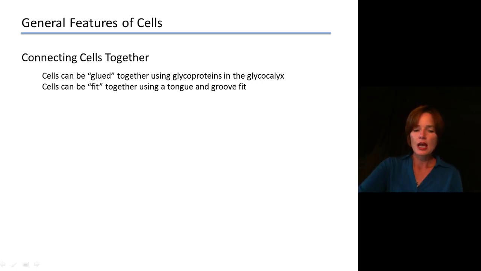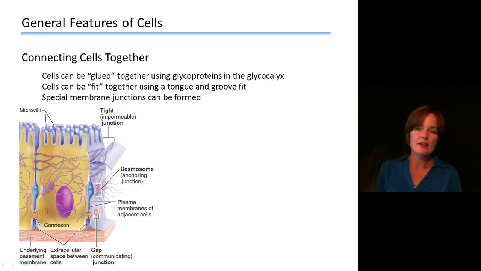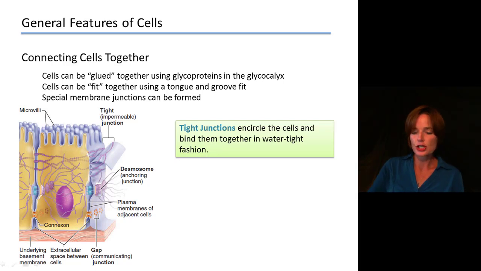And then another way is that we have special junctions between cells that help to hold them together. These fall into different categories, and this image right here is showing us some of the main junctions that we do find between human cells. And the first ones are the tight junctions.